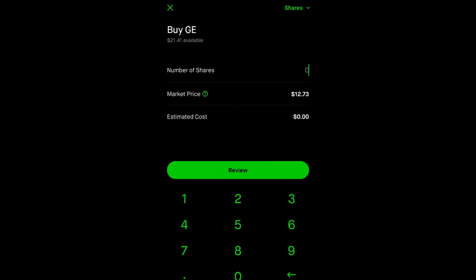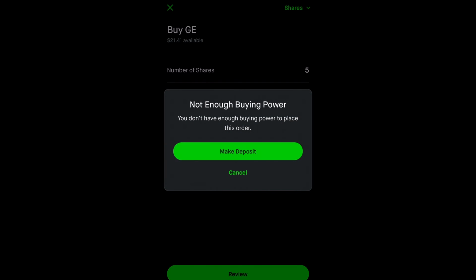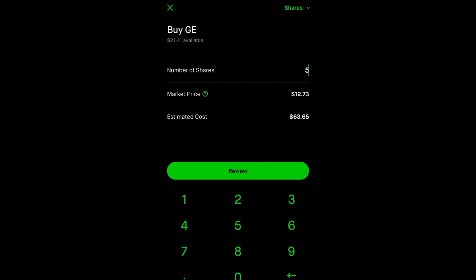So anyway, I already have one share, but let's say I wanted to buy 5 more shares. I would hit the number 5 right here. It's going to tell me the market price of each share, which is currently where the stock is at, and then it adds up how many shares I want, and the estimated cost is $63.65. When you hit review, it's going to tell me not enough buying power because I only have $21. If I only put one share, it would let me buy that, but I don't want to buy a share of GE right now. So that is how you essentially buy a share.